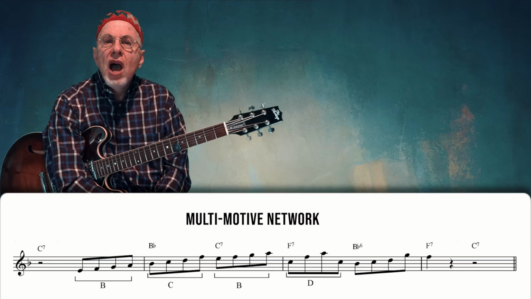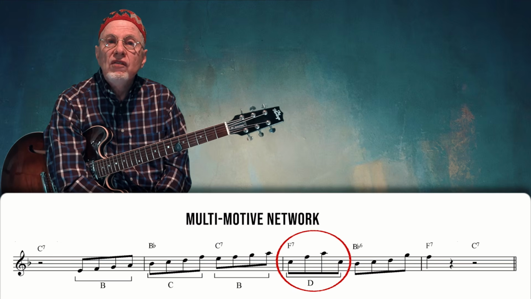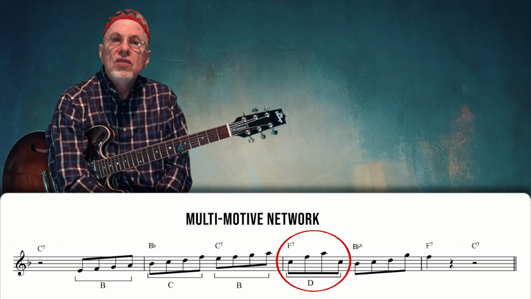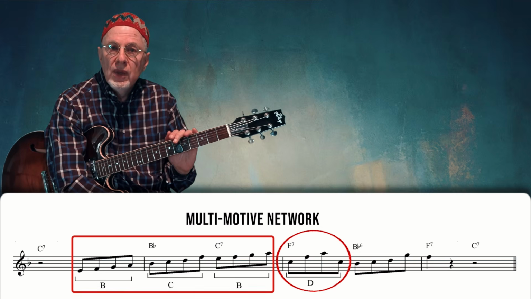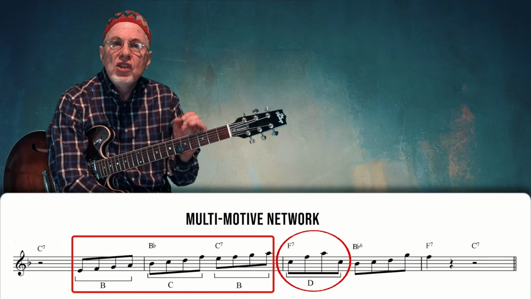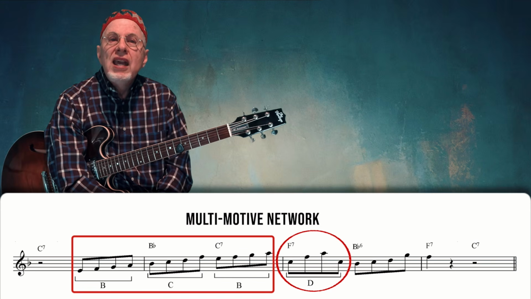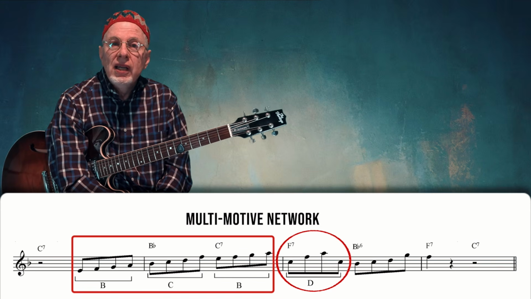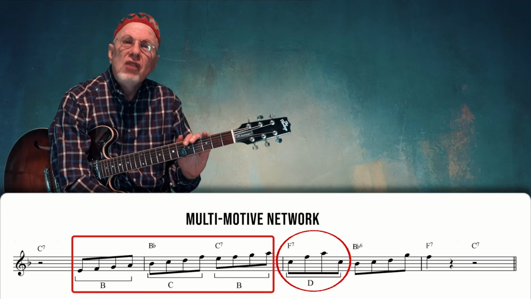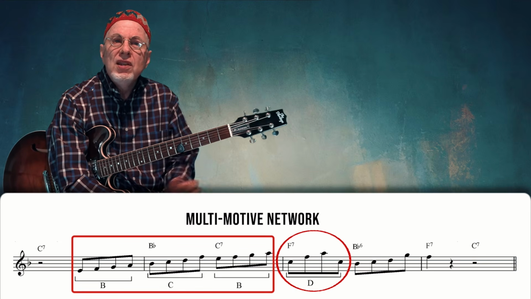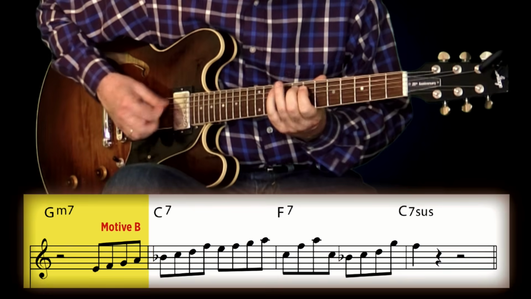Now I want to show you how Train uses a triad in second inversion immediately after the 2 previous motives. So here we see measures 9 through 11 featuring motives B, C, and D. This is what is called a motivic network, and Coltrane's solos are full of them. Let me play this passage for you.